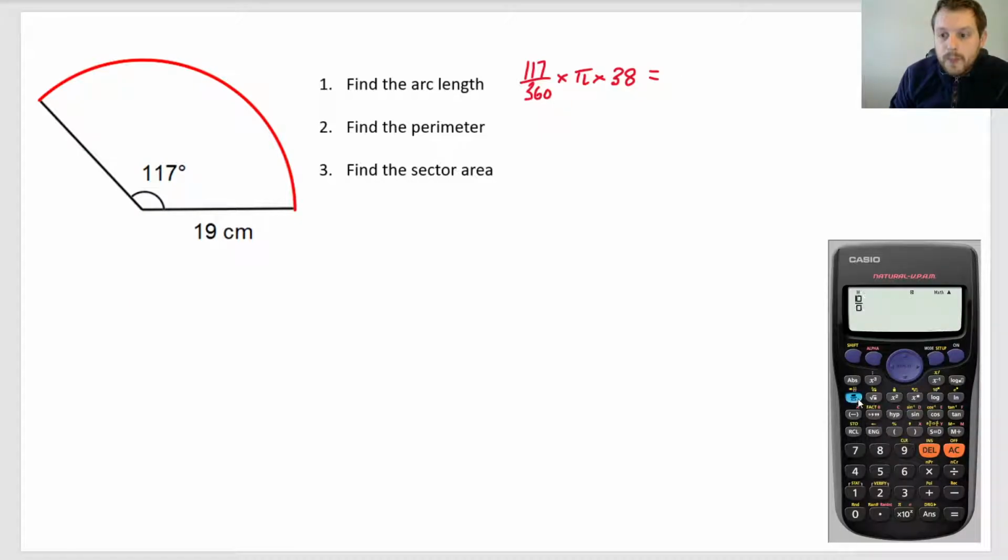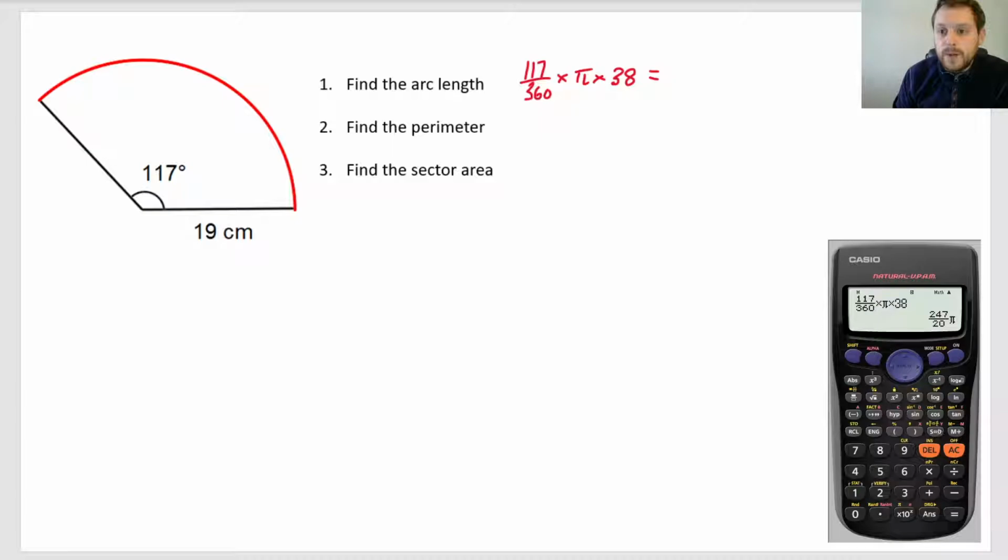So 117 out of 360 times by pi times by 38. So I'd just be very careful. It's going to be very easy to make silly mistakes, whether you have forgotten to double the radius to use the diameter. That's the sort of mistake that you can make, so you do need to be careful.